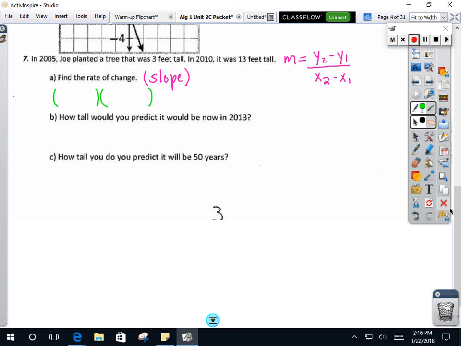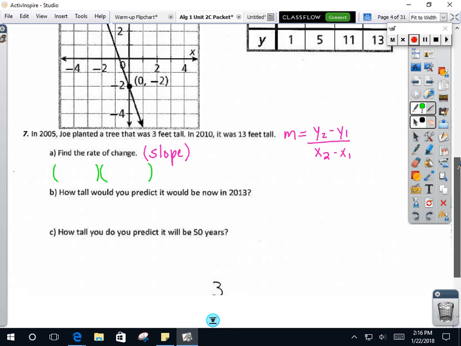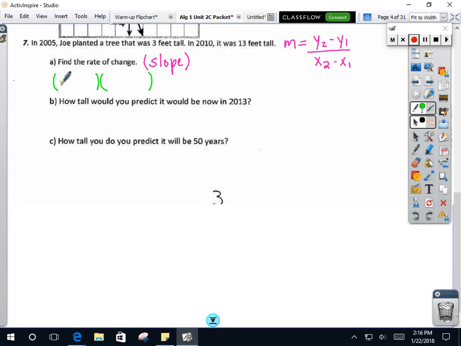Whoa, whoa, whoa. I don't know where y'all are looking. This graph has nothing to do with number 7. Correct. The first point is 2005, comma 3. 2005 will be your x value, and in that year it was 3 feet tall. So what would your second point be?